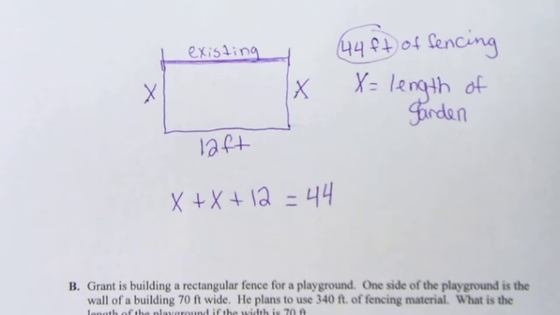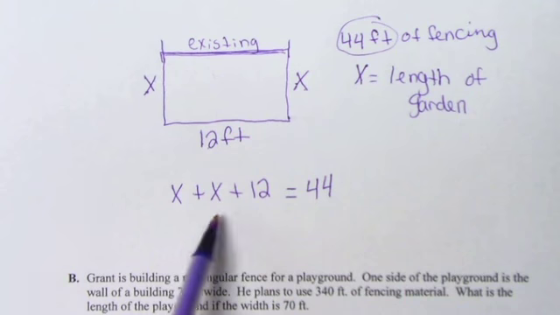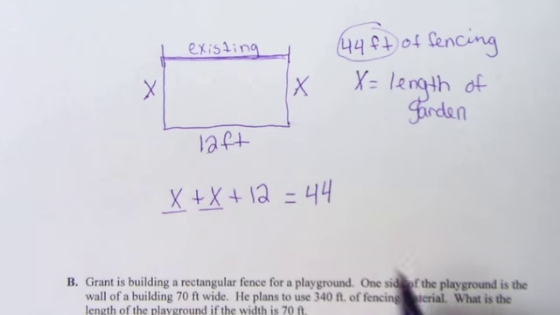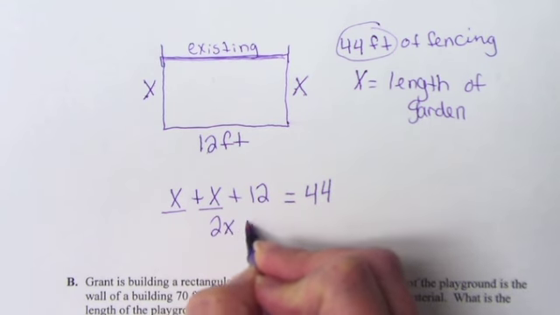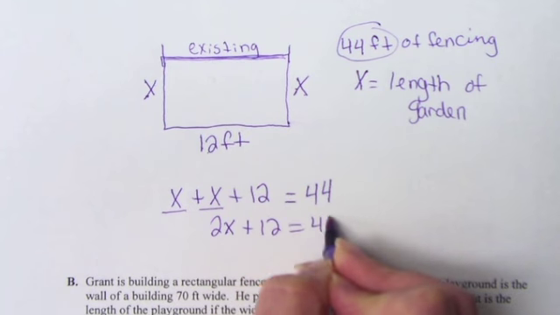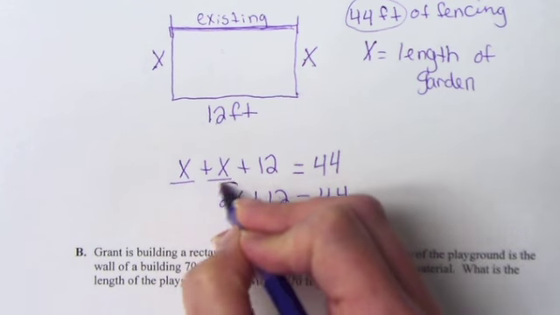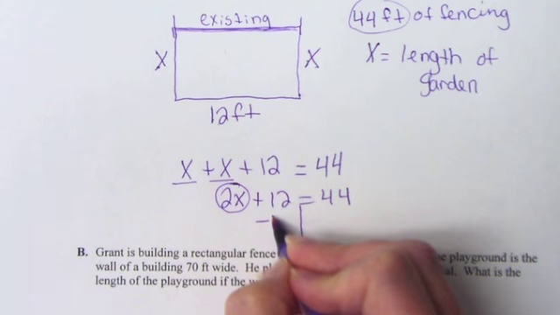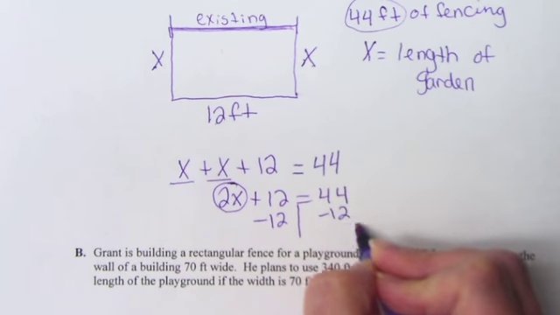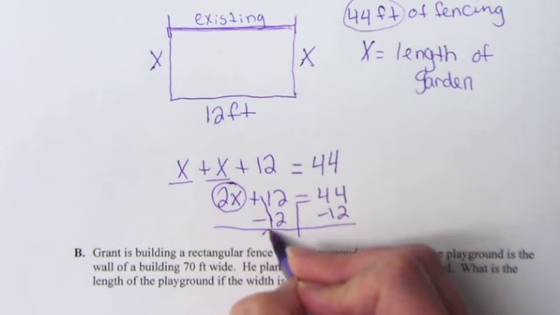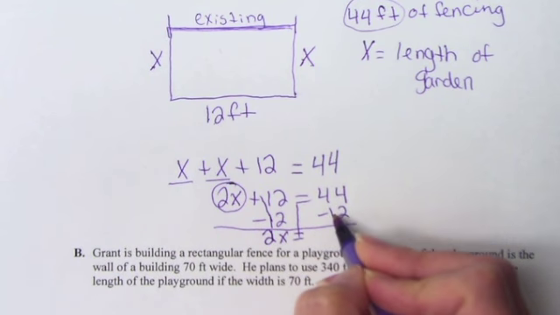Now what we're left with is an equation with the same variable, but we need to combine like terms, just like with the problems we were doing on the other page. So we have an x and an x. When we combine those, we get 2x plus 12 equals 44. Now we need to isolate the 2x, so we subtract 12 from both sides. That goes away. We end up with 2x equals 44 minus 12.